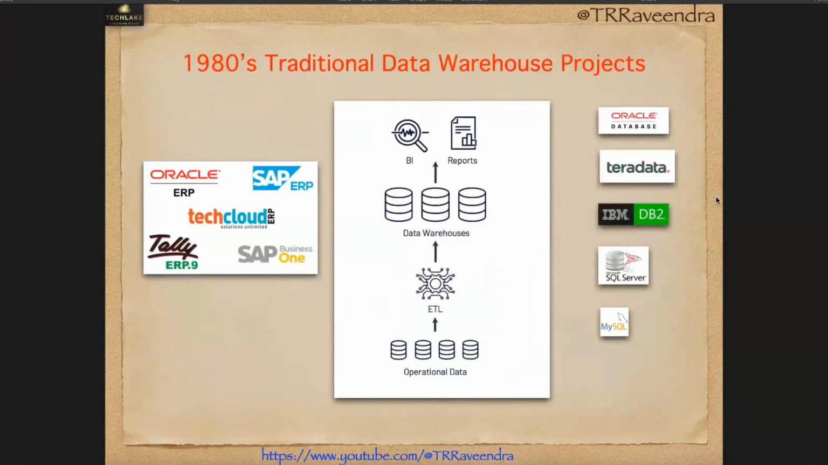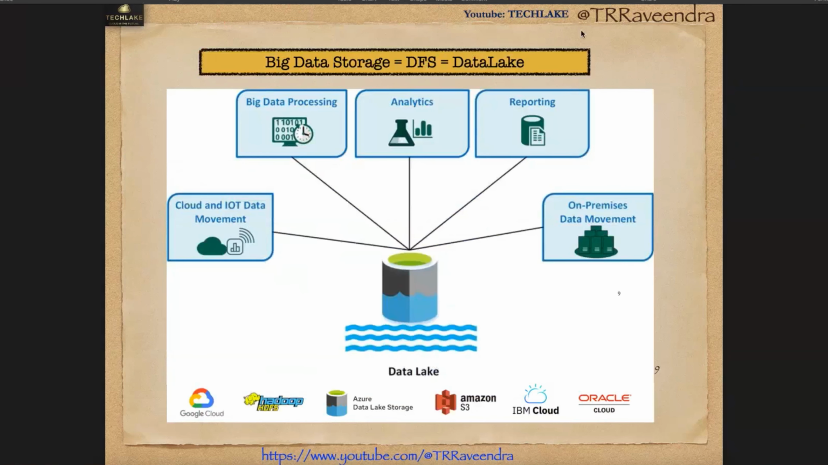Then what is a data lake? A data lake is nothing but a distributed file system. Google has a distributed file system, HDFS, the Hadoop distributed file system, or Amazon has its own S3 distributed file system. Azure has a distributed file system, and so do IBM and Oracle. A data lake can store any type of data, any size of data: structured, semi-structured, unstructured. Any size, n number of files, n number of folders. It's a distributed file system.